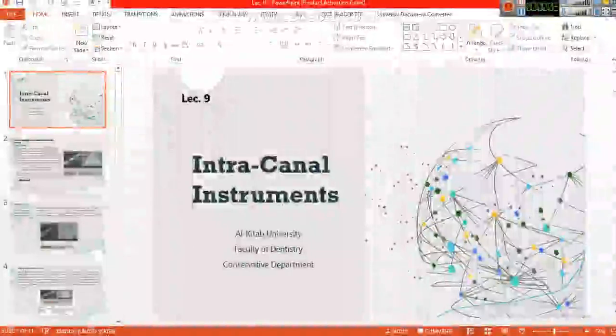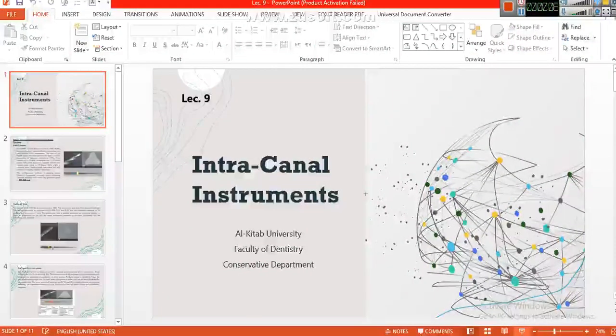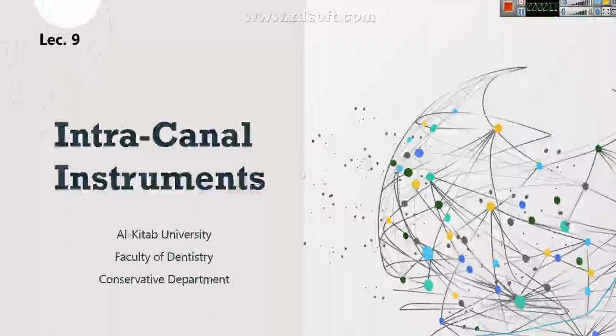Hello guys, we are continuing to study lectures belonging to the conservative department through the series of endodontic lectures. Now we are reaching another lecture about the intracanal instruments. This topic would focus on the most important intracanal instruments. It's quite important to focus and understand the basic principles behind this vital topic.